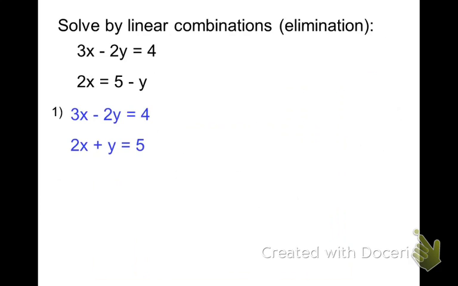The only thing is, the top equation coefficient is negative 2. The bottom equation coefficient is positive 1. And so I'm going to have to multiply one of the equations or both of the equations to make them equal in magnitude and opposite in sign. So I'm going to multiply the second equation by 2.